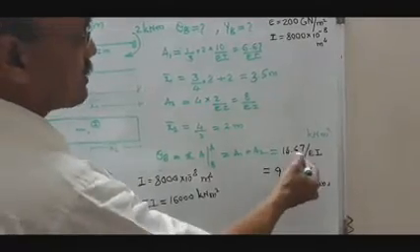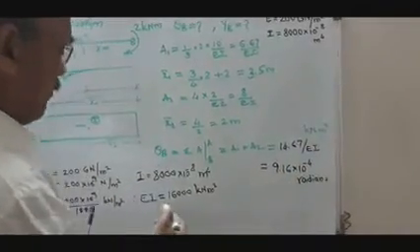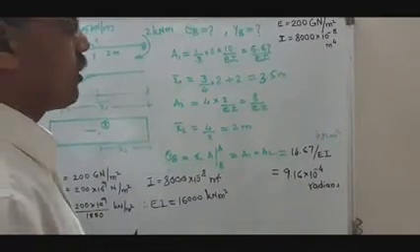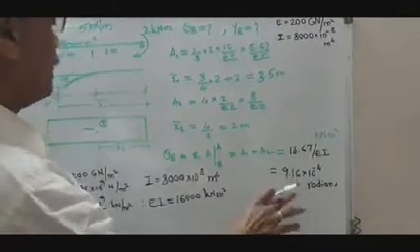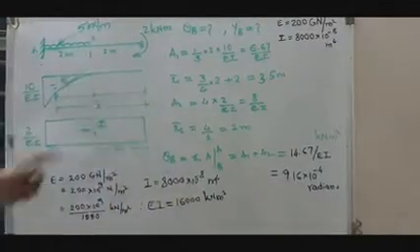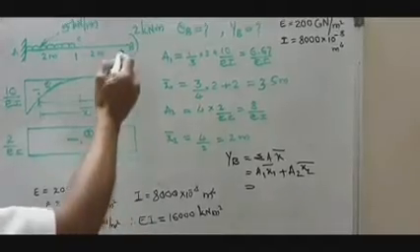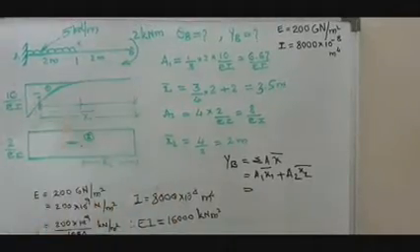Now if you divide 14.67 by EI, with EI as 16,000, you are going to get 9.16 × 10^-4 radians. This is the slope at the free end B. After calculating the slope at B, now let us calculate the deflection at B.